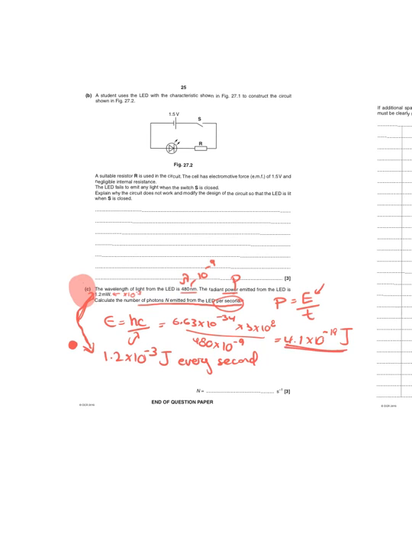But each photon has this much amount of energy. So how many photons are involved? We said each packet of energy has this much energy. Each photon has this much energy. So how many photons can give you this much energy? So 1.2 times 10 to the minus 3 joules is how many photons, if one photon has that energy.